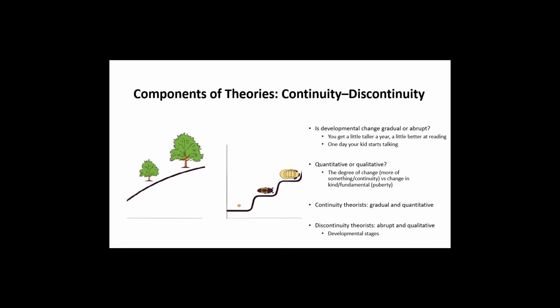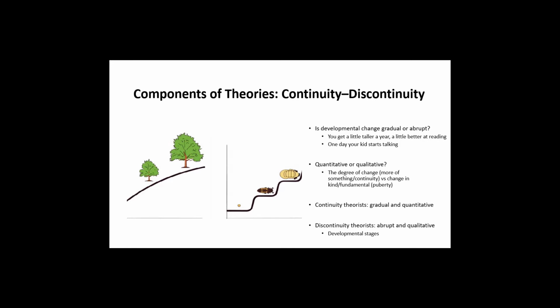So again, the idea here is that one day you have a sudden growth spurt in puberty, versus the continual, continuous change in height. It's a sudden spurt, a fundamental change through puberty, versus a gradual height increase. And you really see both across development. Continuity theorists argue for gradual and quantitative change. That is like a little build up, going up that hill, continuously improving or decreasing, whatever.